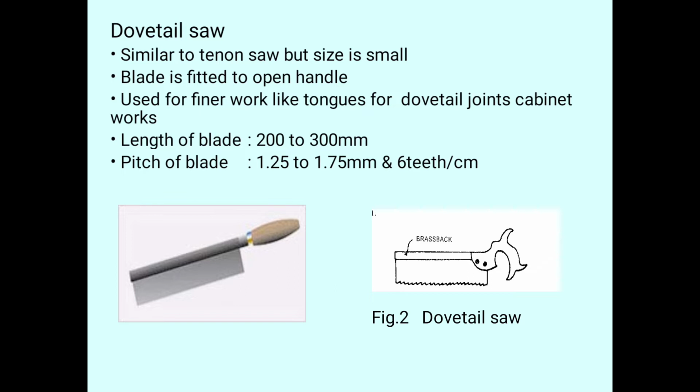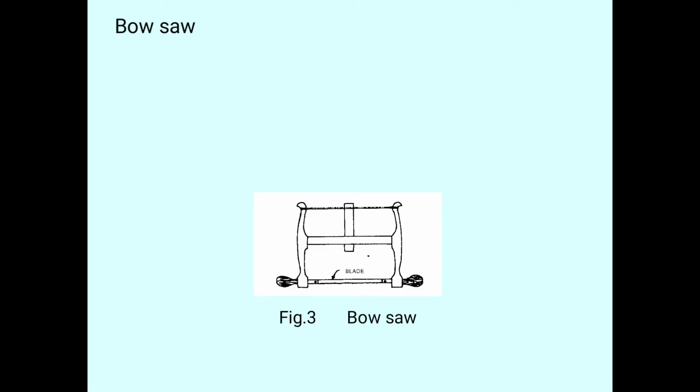So per centimeter, we have 6 teeth. Okay, next one will be a bow saw. You can see the diagram here. This bow saw is a little bit different from other saws. Okay, you can see the diagram here.